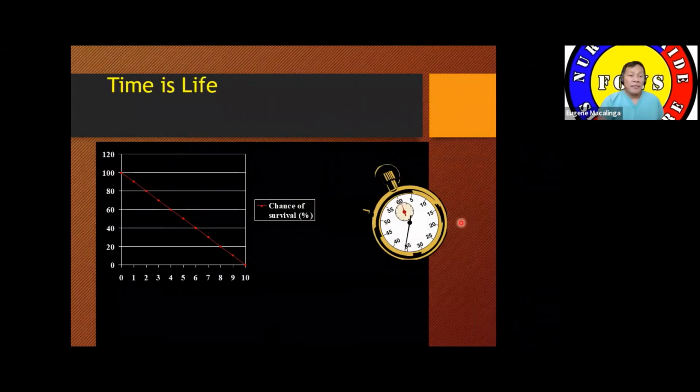Okay, so let me talk about life being very important in terms of time. Okay, so the chances of survival is 100% or close to 100% within the first minute when somebody has a heart attack. And this goes down dramatically as the time lapses, right? So at 5 minutes after the heart attack, it's now about 50%. And if you wait for 9 minutes, the chance of survival goes down to even 10%, right?